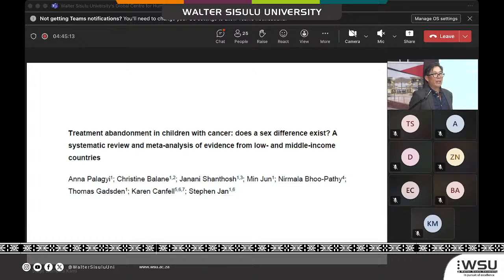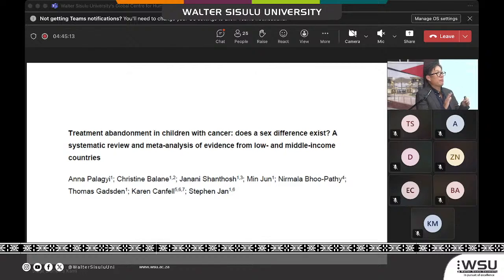So this is a problem where families, when they have a child who's been diagnosed with cancer, face the prospect of treatment and the potential out-of-pocket costs of that treatment. We wanted to look at what the rates of treatment abandonment for childhood cancers were. In particular, we wanted to see whether there were any differences by sex, so whether girls experience a higher abandonment rate than boys. Essentially, that was our hypothesis.